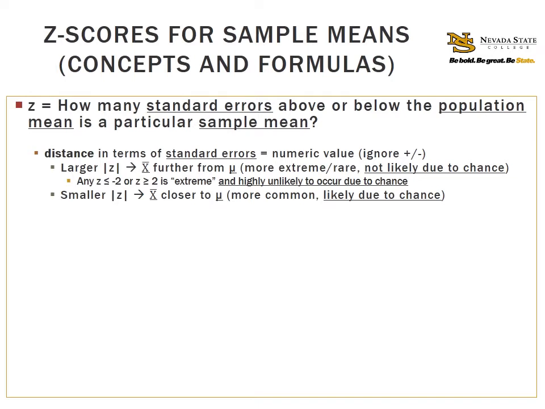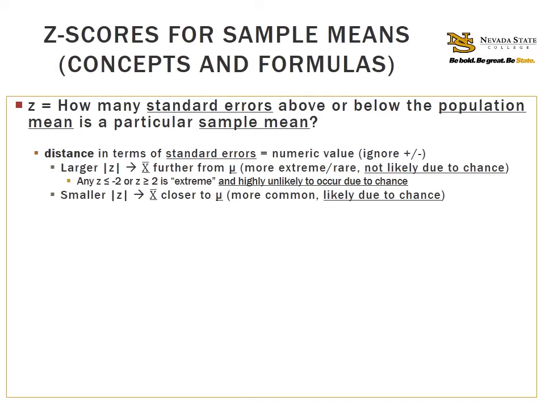Our criteria for extreme is still the same. So if we get a z-score in our sample that we manipulated, like if we took the sample of trainees and their feedback evaluation score gave us a z-score of 2 or higher, we're feeling pretty darn good that it's the training that led to that difference and not chance, because that is a mean that's unlikely to occur due to chance. It's extremely high. And just like z-scores for single scores, a smaller absolute value of a z-score means that your value is closer to the middle, or in this case, your sample mean is closer to the population mean. It's more common, it's likely due to chance.